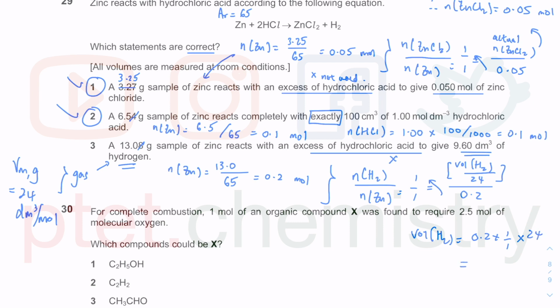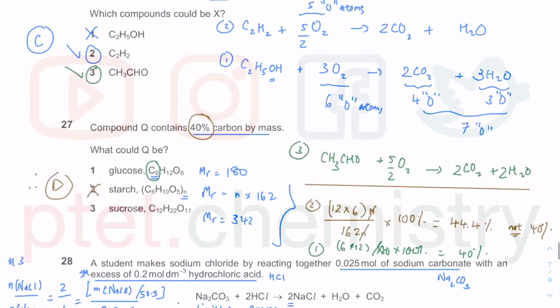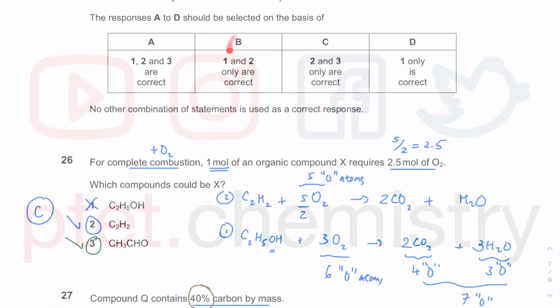If you can't do this in one go, you might want to rearrange it in 2 steps. But you must be able to get to the final answer eventually as 4.8 dm cube, which means this 9.6 dm cube is actually wrong. I have just shown the calculation based on the mole ratio 1:1 and all the correct methods that we have been using a lot of times already. It can't be wrong because we have done the correct calculation. So option 3 is wrong. Only 1 and 2 are correct, so it's option B.